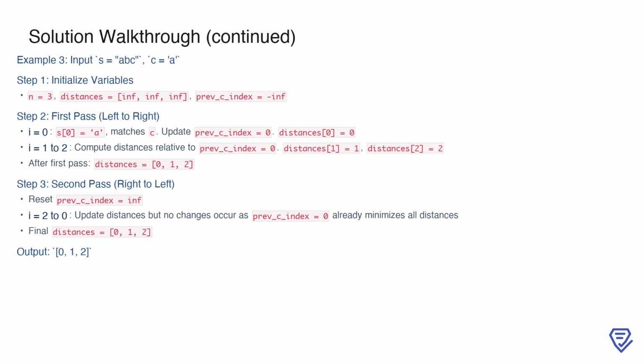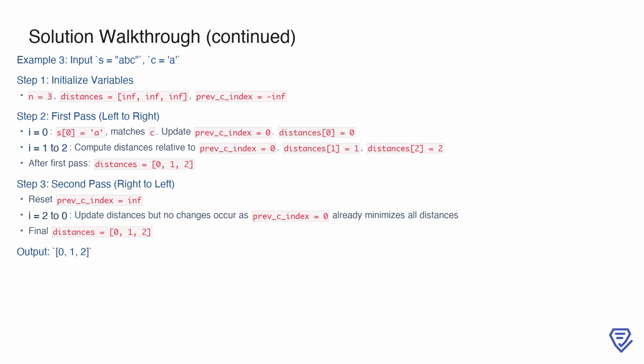Finally, consider the example where the input string is ABC and the target character is A. The length of the string is 3, and we initialize the distances array to inf, inf, inf, and set prev_c_index to negative infinity. During the first pass, we iterate from left to right.